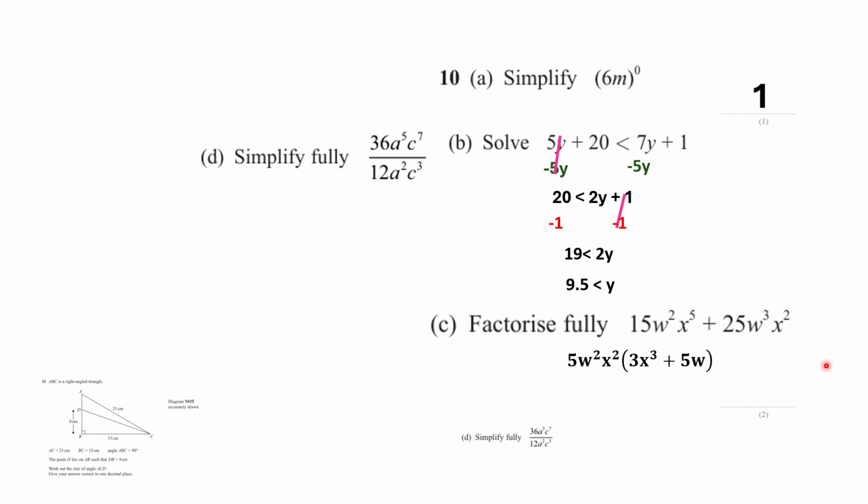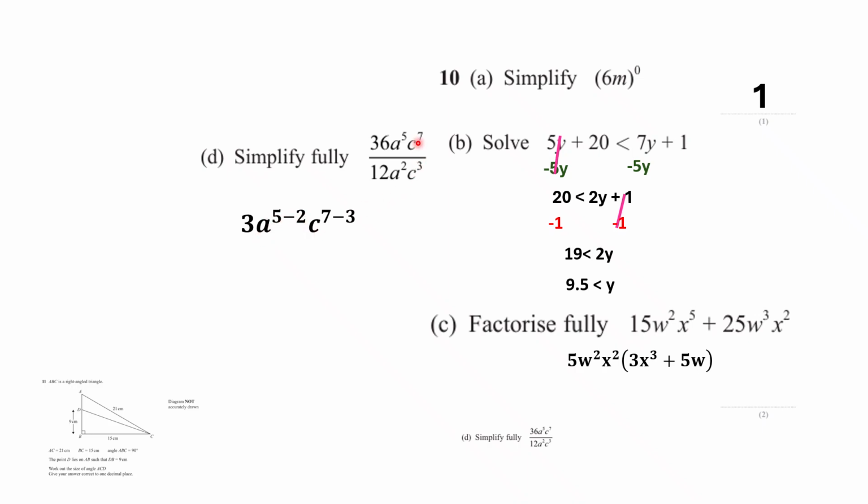Simplify 36a to the power of 5, c to the power of 7 divided by 12, a squared c to the power of 3. To answer this question, do this part first. What's 36 divided by 12? It's 3. And what's a to the power of 5 divided by a squared? It's a to the power of 5 minus 2.